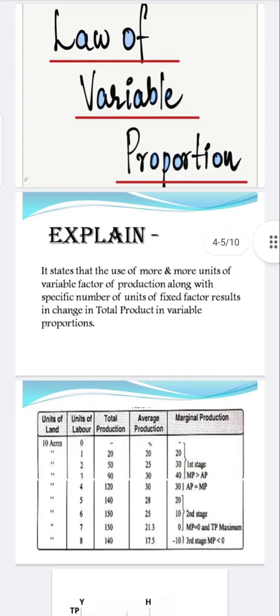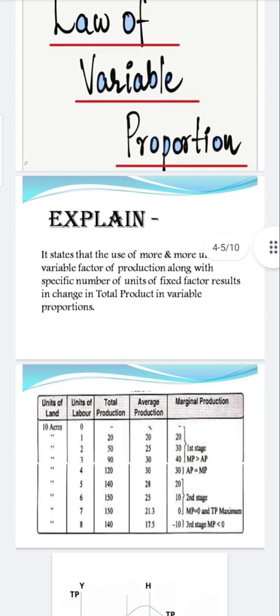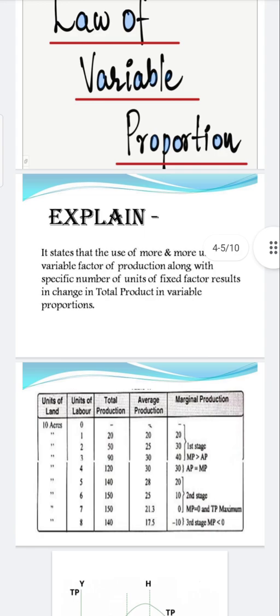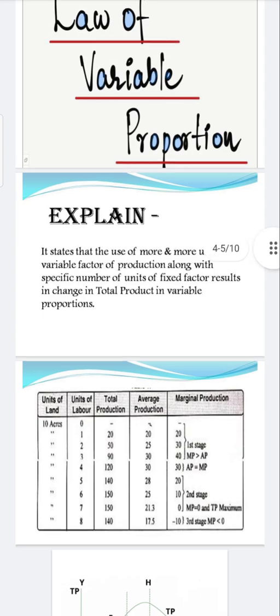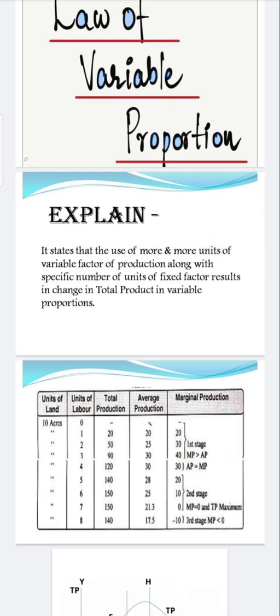when we apply a variable factor, for example labor, to a given quantity of a fixed factor, for example machinery, initially our MP and AP, that is marginal product and average product, both will increase, but eventually both will fall, due to which our total product will increase at an increasing rate initially, but eventually it will increase at a diminishing rate.